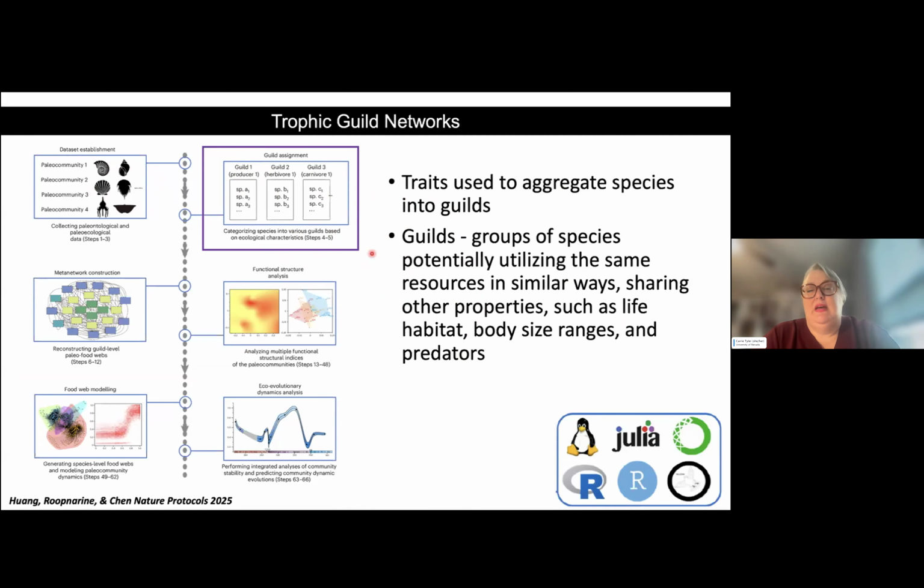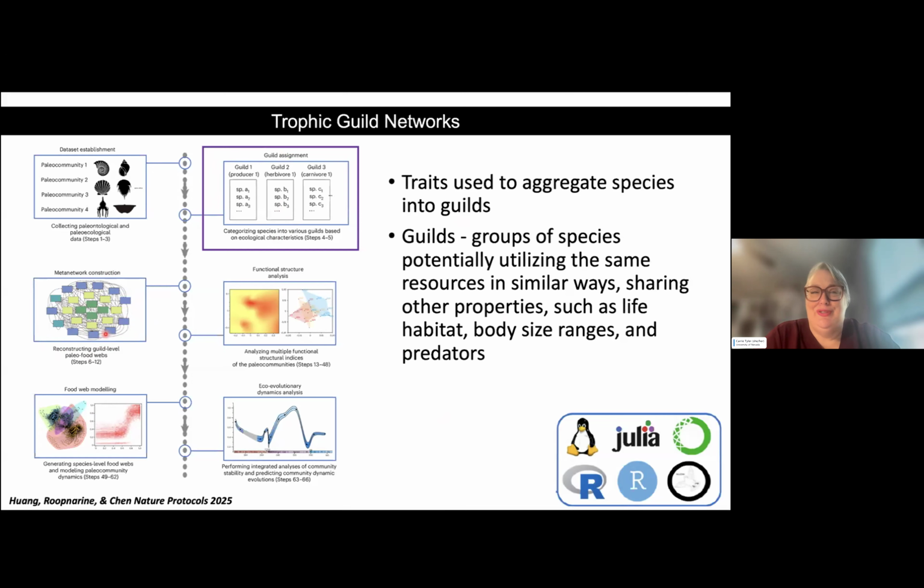Here, this is the method that myself and my collaborators use when we construct food webs. We group things into guilds. Guild is a common term and a common approach in paleoecology. But just as a reminder, a guild is a group of species potentially using the same resources in similar ways. And for our food webs, they share other properties, such as their life habit, their range of body sizes, and also their predators. And so this is what we use to construct the relationships. We also call this a metanetwork.